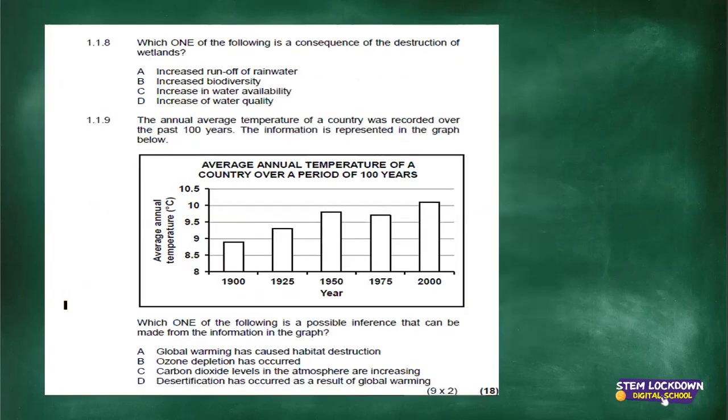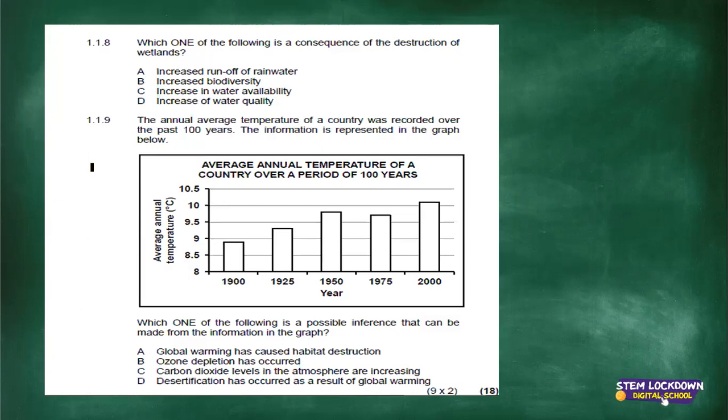Anyway, question 1.1.8. Which one of the following is a consequence of the destruction of wetlands? So wetlands, what is the consequence of the destruction of wetlands? Do you have increased runoff of rainwater? Do you have increased biodiversity? Do you have an increase in water availability? Is there an increase in water quality? Which one of these four is a consequence of the destruction of wetlands?